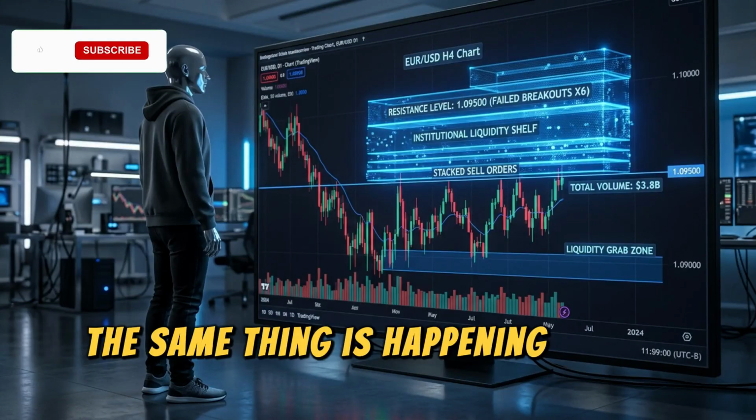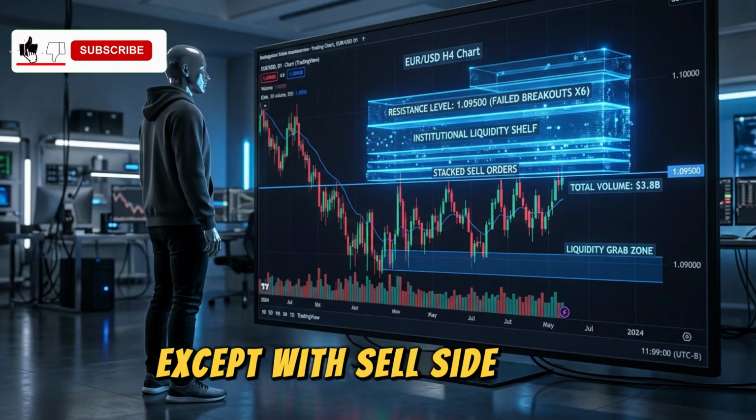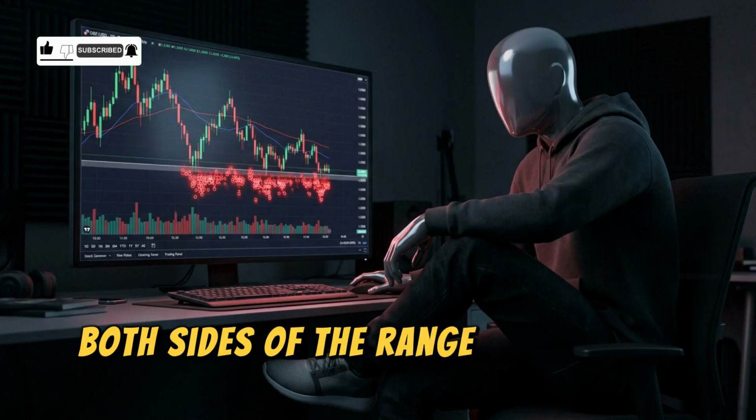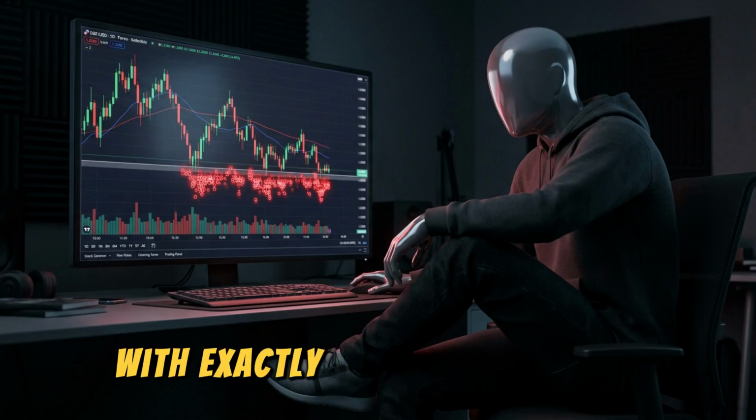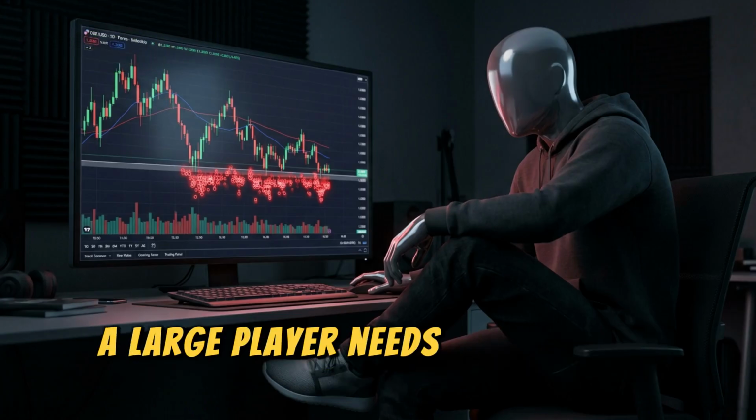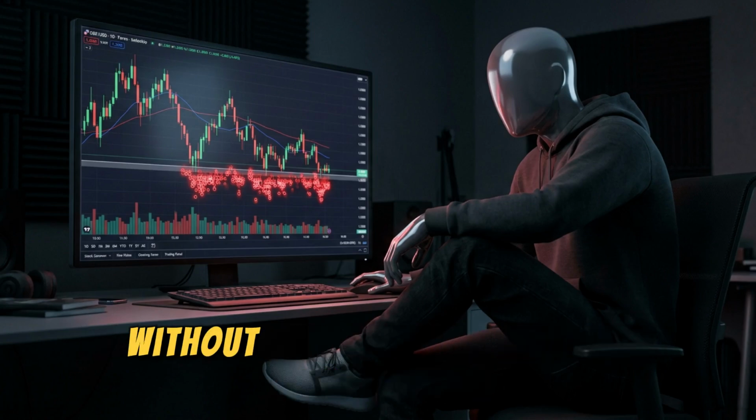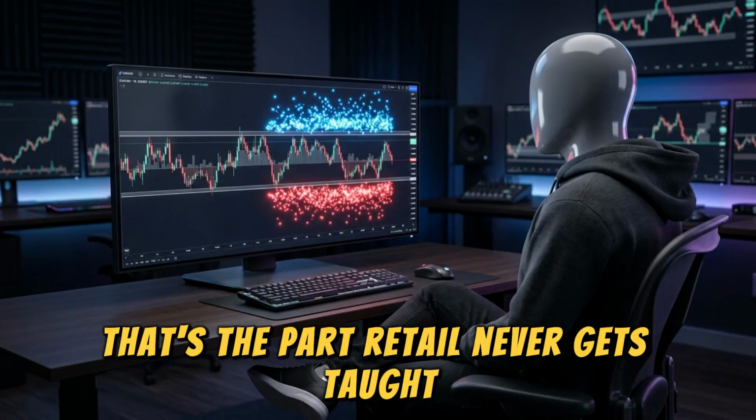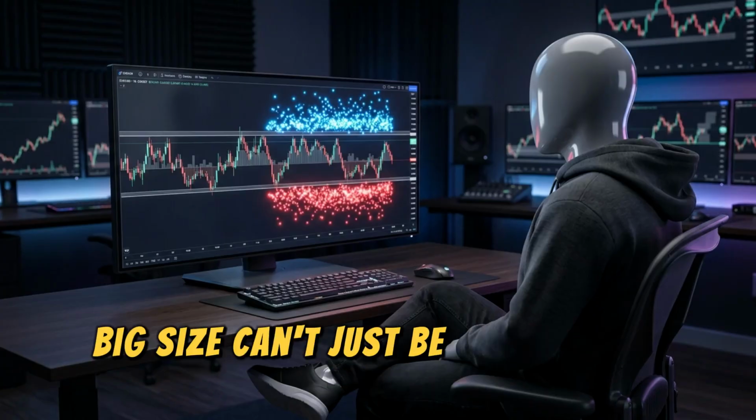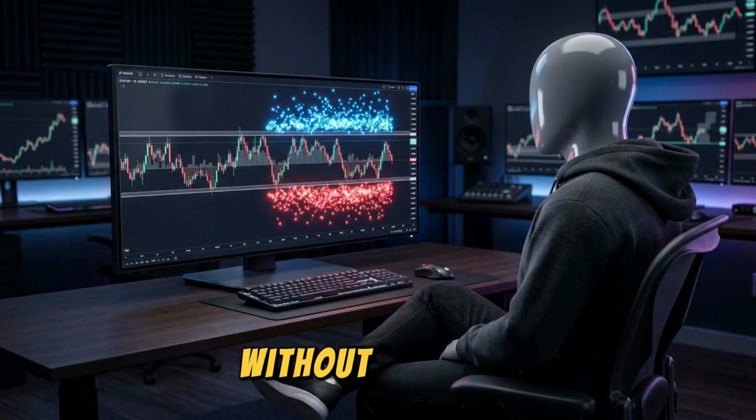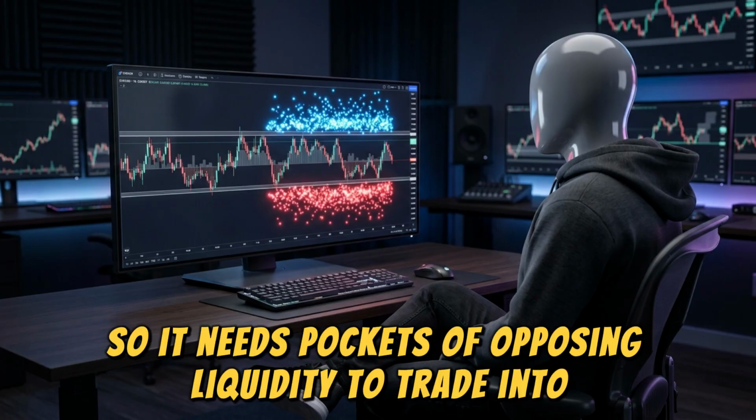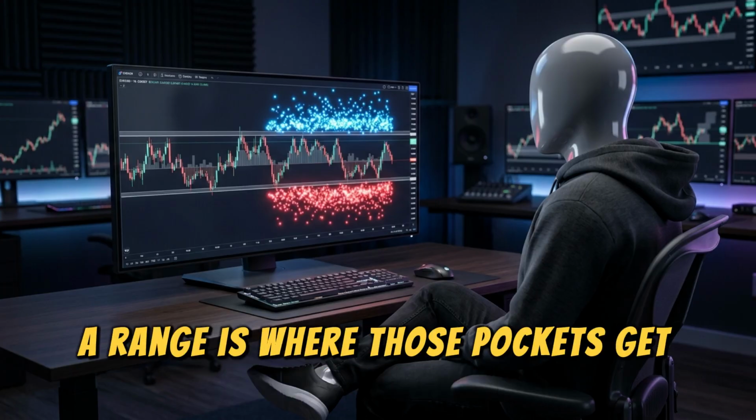The same thing is happening on the low, except with sell-side stops from traders who shorted too early. Both sides of the range are quietly filling up with exactly the kind of orders a large player needs to fill their own position, without moving price against themselves. That's the part retail never gets taught. Big size can't just be dumped into the market in one go without slippage, so it needs pockets of opposing liquidity to trade into. A range is where those pockets get built.